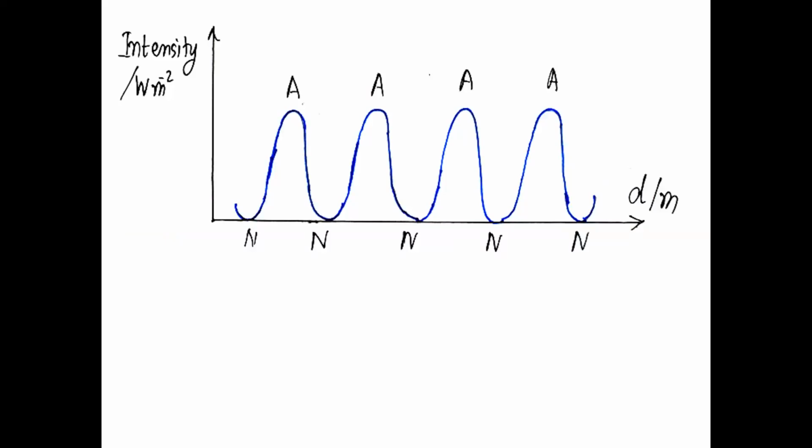Now look at this graph again. This time it's a sound signal, and antinode is the maximum intensity and node is the zero intensity. You have to copy this. This time it is for a sound signal.